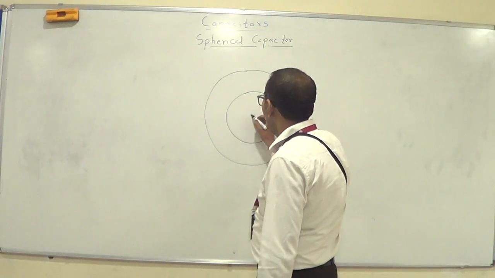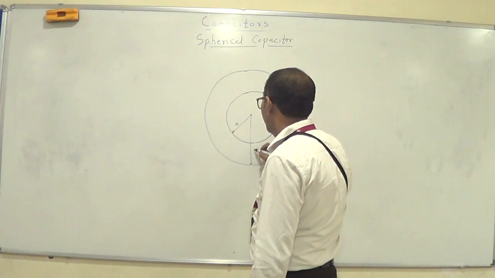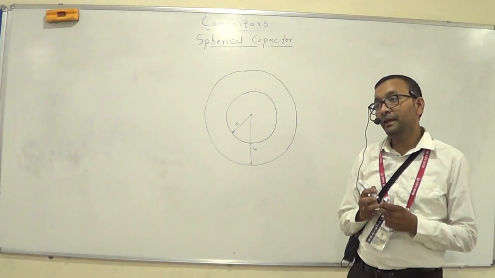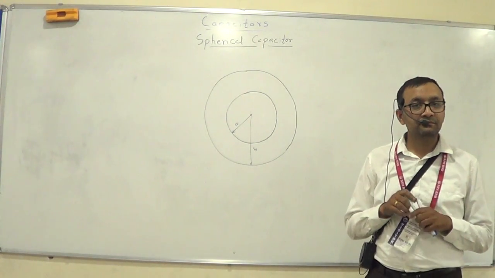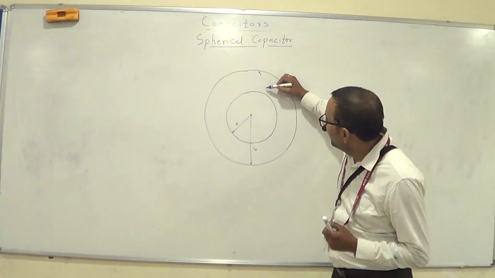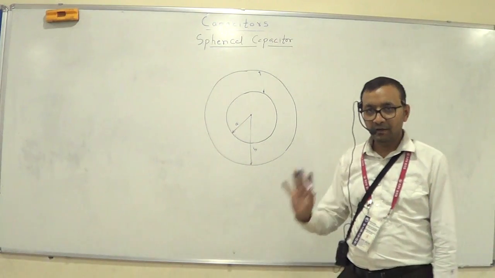Fine. So you have one sphere of radius A, the other sphere of radius B. Which two surfaces make the capacitor? This one and this one. They make the spherical capacitor.